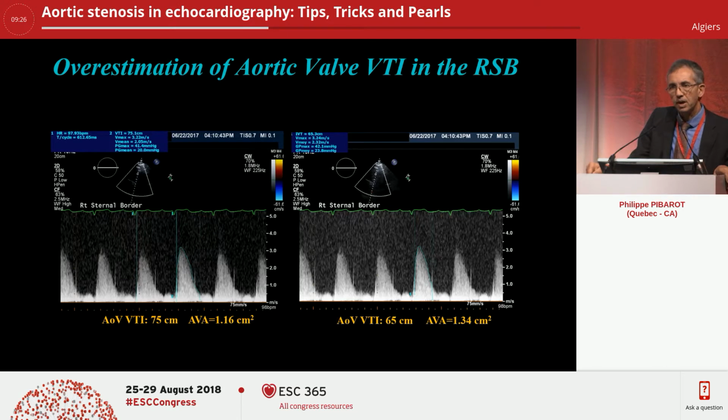Having said that, in the right parasternal border, because you often have more background noise, you may overestimate the velocity time integral. This is an example here where you see the sonographer has been a bit generous in the tracing, and went beyond the closing click that you see here, and into diastole. And so the aortic velocity time integral was 75 centimeters with a valve area of 1.16. But actually, the tracing should stop at the aortic valve closing click, and therefore the VTI is smaller and the valve area is larger. It's about a 0.2 centimeter square difference in this case.